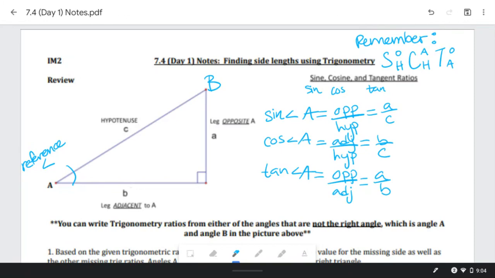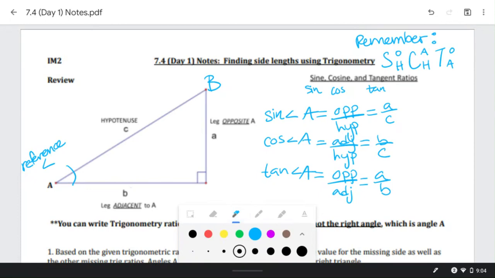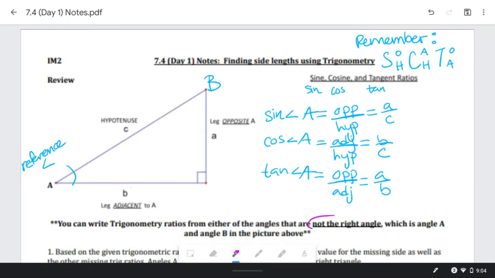So again, I already mentioned this, but remember that with trigonometric ratios, your reference angle can be either one, but it cannot be the right angle, and it says that right here. Not the right angle. You can write trigonometry ratios from either of the angles that are not the right angle, which is angle A or B in the picture. And angle B wasn't labeled, but go ahead and label it. That's angle B.